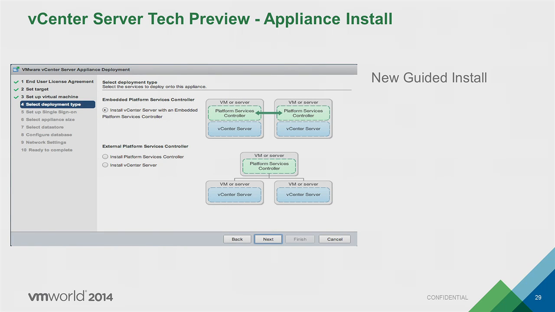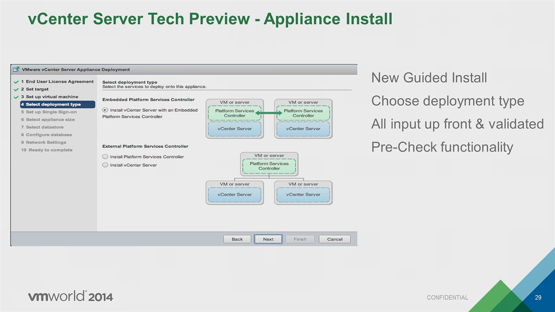Install for Appliance. In this release, we will give you a completely brand new UI install. The look and feel will be very similar to Windows. The experience will be very similar to Windows. Workflow same. You get to choose the deployment type. You get to provide all the inputs ahead of time. We will validate that. We'll do the pre-check. And then once you do click the install button, it's completely on autopilot, no babysitting required through the installation.